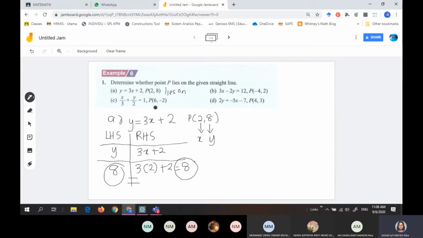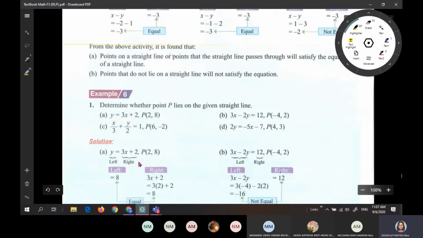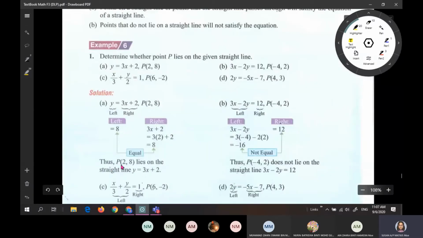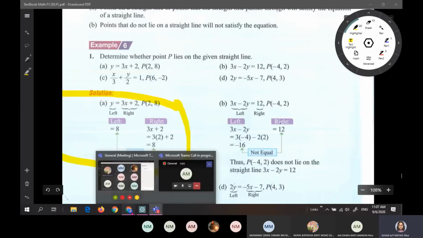Do you understand, class? Let's look at the next example. You have to write down the answers clearly. How do you write the answer? You have to mention that the point P (2, 8) lies on the straight line y equals 3x plus 2. This is how you answer the question. Let's try the next one, guys.